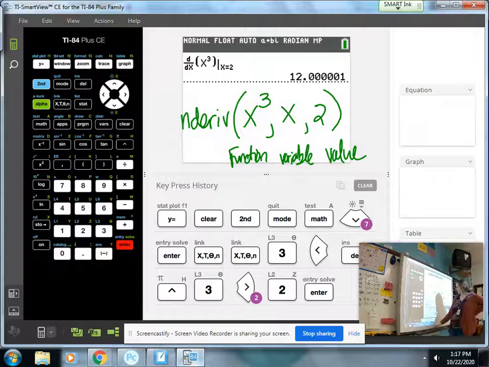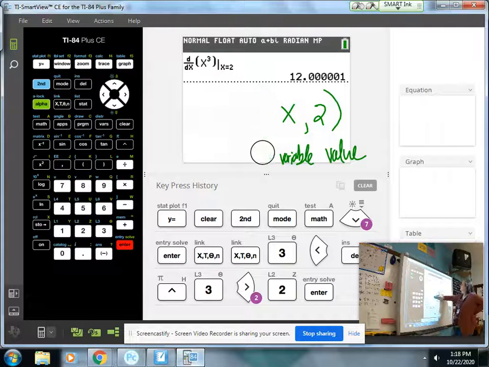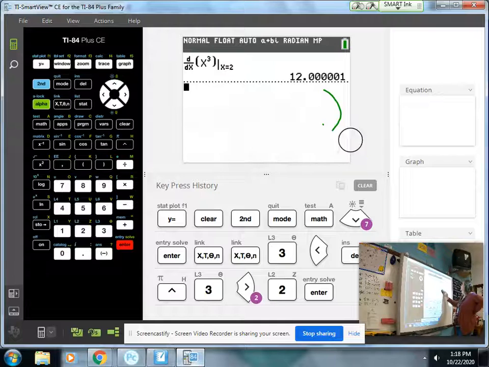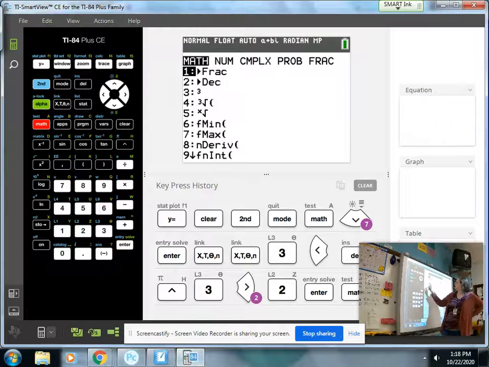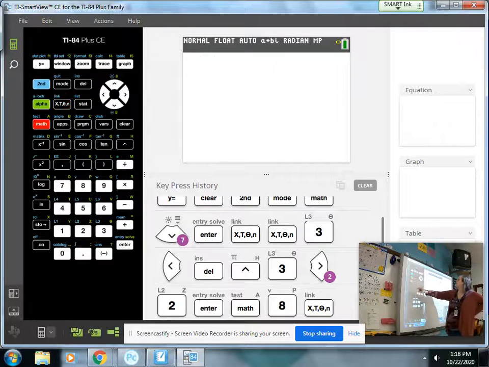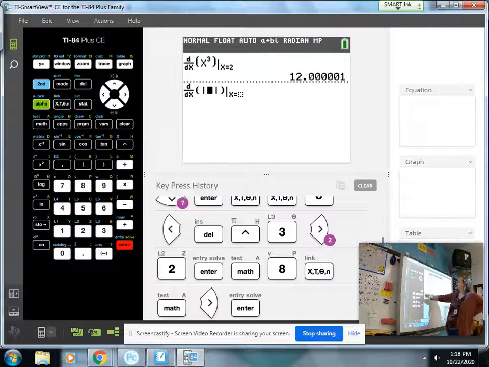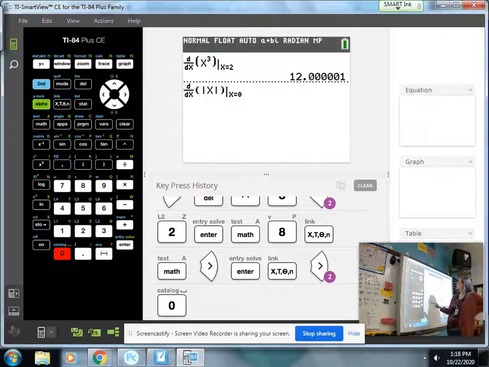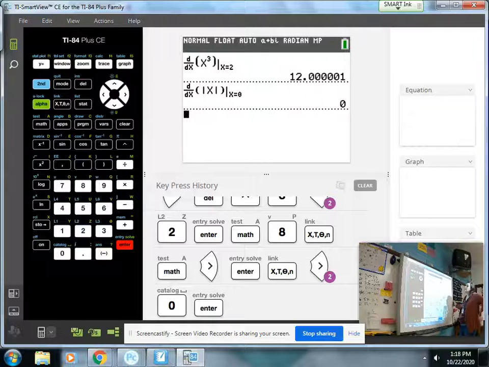So if we try this on the calculator, just to see what happens, because I think the newer calculators handle this better than the previous ones did. So I'm going to do math 8. Variable is x. My function is the absolute value of x. And I'm evaluating this at x equals 0. And you can see here it does give me an answer. It gives me 0.